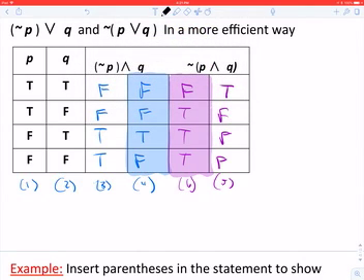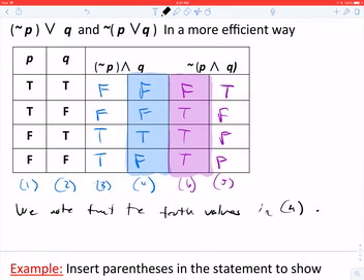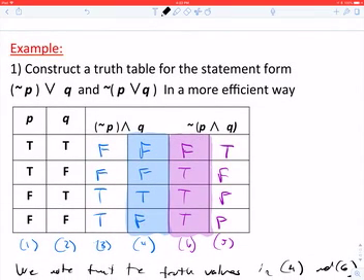So we note that the truth values in columns 4 and 6 are different. So that means that the order is important, because they're the same statement forms, but we did different orders and they produced different results. Okay, so the order that we do these is important.